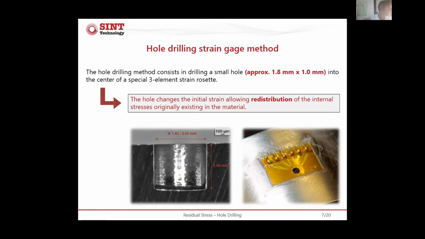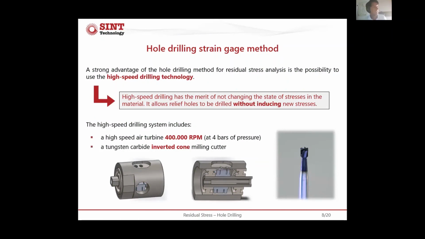And this hole is made in different steps, so that time by time we relax the material. We have some deformations that are acquired by the strain gauge. And then these deformations will be used to calculate the residual stresses with some special algorithms. And in this case, we are lucky, as we said, because we have a standard that gives us all the information to calculate the results.